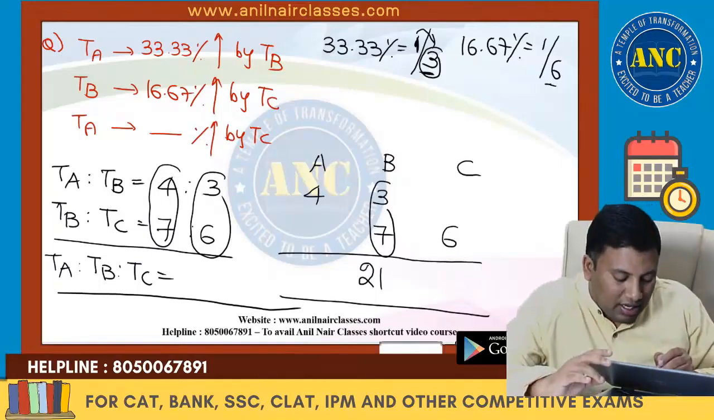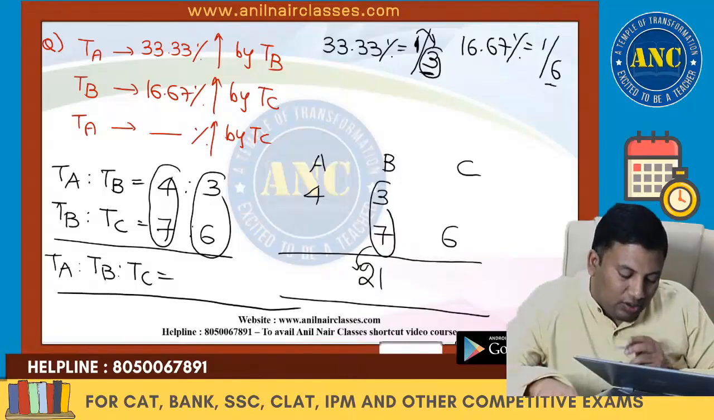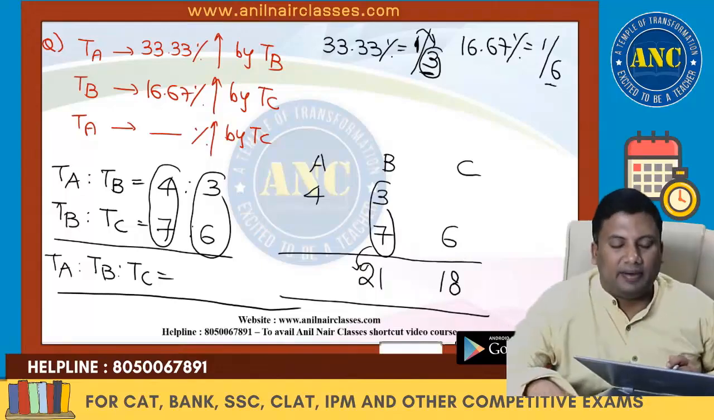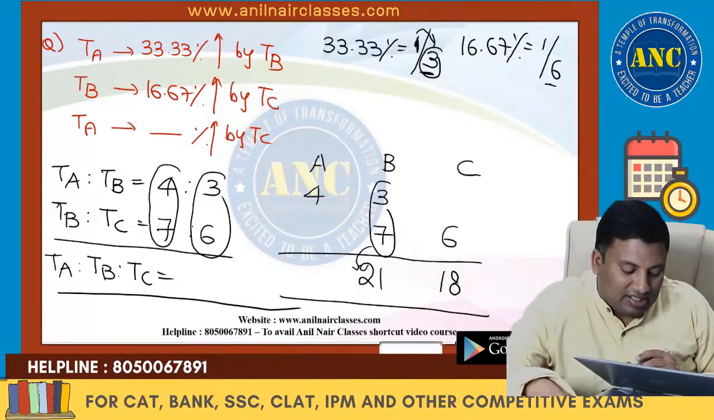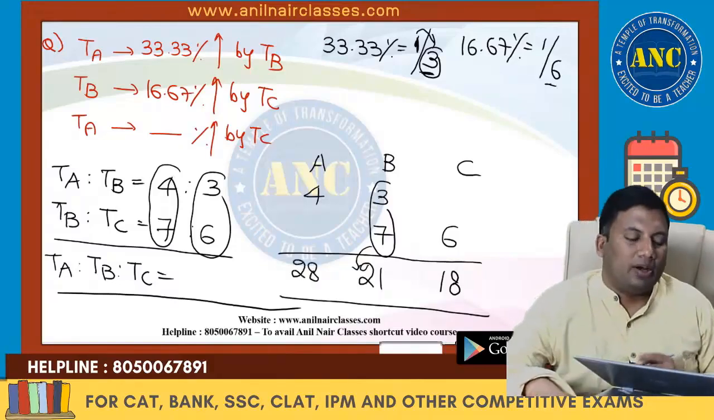Take the LCM. 7 is becoming 21, that is 7 into 3. The entire value present on this line, multiply by 3. 6 3s are 18. The numerator 3 became 21. 3 7s are 21. 4 7s are 28. I hope it is clear.